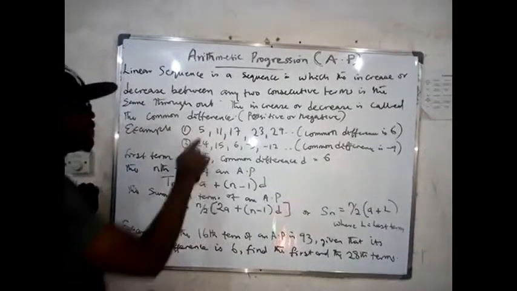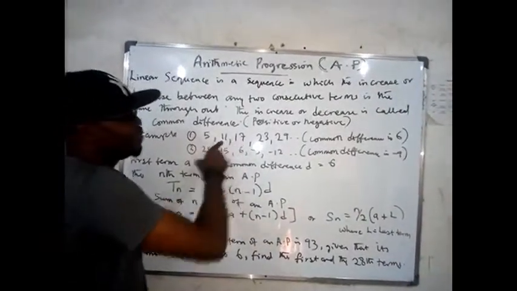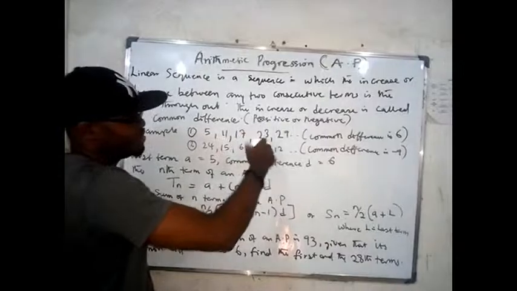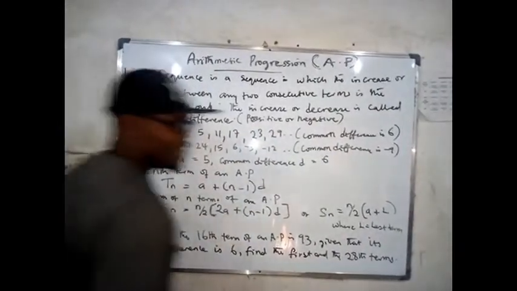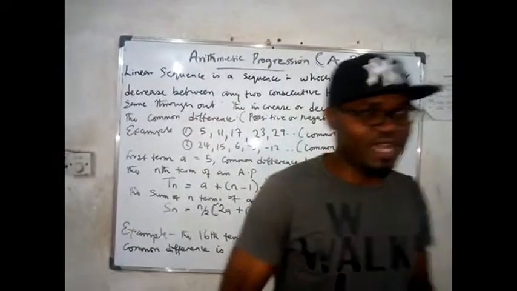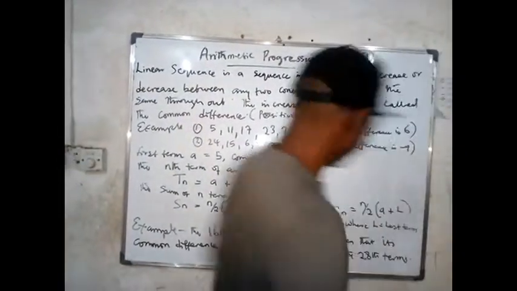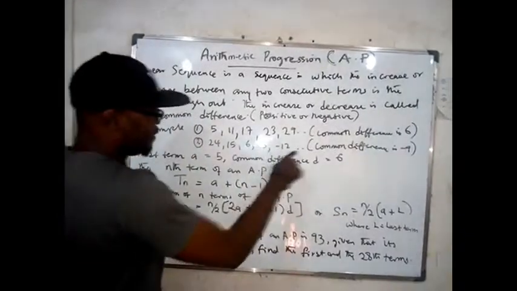Can you see that? 5 plus 6, 11. 11 plus 6, 17. 17 plus 6, 23. 23 plus 6, 29. Common difference. You are going to see that this differs from what we have when we will be learning GP. Is that clear? What's the common difference for this sequence?